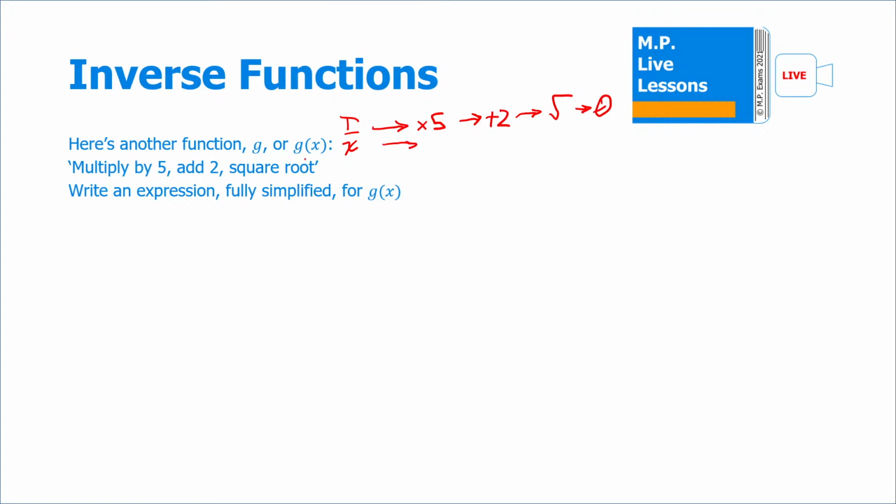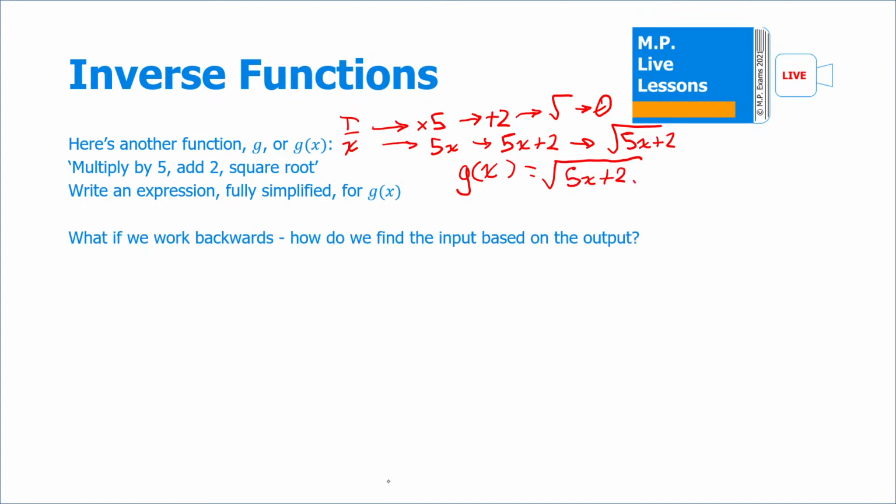So if we do this, we times by 5, we get 5x. Add 2, 5x plus 2. Square root it to get our output. We get the root of 5x plus 2. So g of x is the square root of 5x plus 2. Now, what if we work backwards? How do we find the number that we had to put in to get a certain number that we want? So let's say I want to know the input if the output was 100.